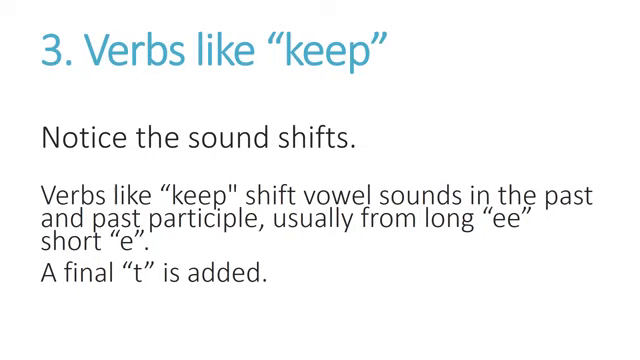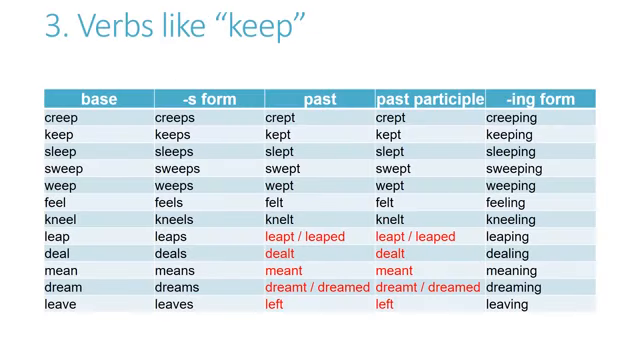The next verbs are verbs like keep. Notice the sound shifts again. Verbs like keep shift vowel sounds in the past and past participle, usually from long E to short E, similar to the ones we just did. The difference is, with these kinds of verbs, a final T is added. Let's look at some examples.